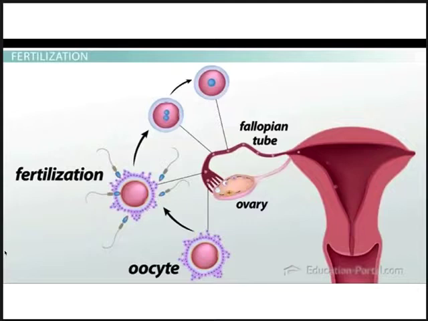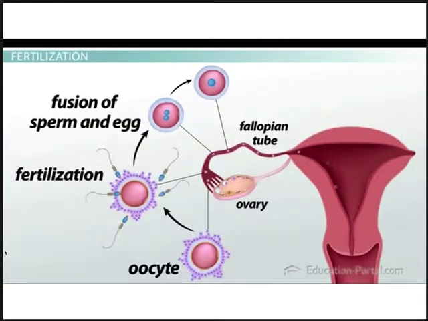However, if the secondary oocyte is fertilized by a sperm, it immediately finishes its second meiotic division, releases a polar body to leave only a haploid female genome in the ovum, and then becomes a zygote as the nuclei of the sperm and egg fuse together.